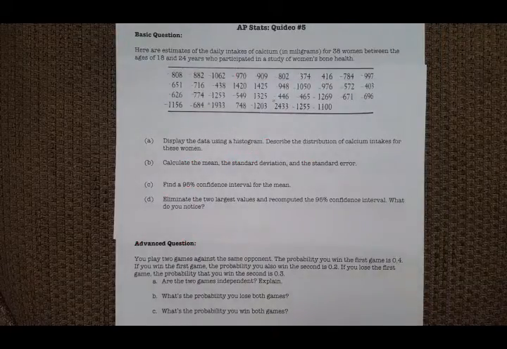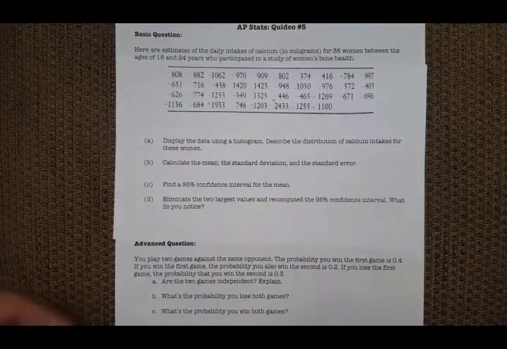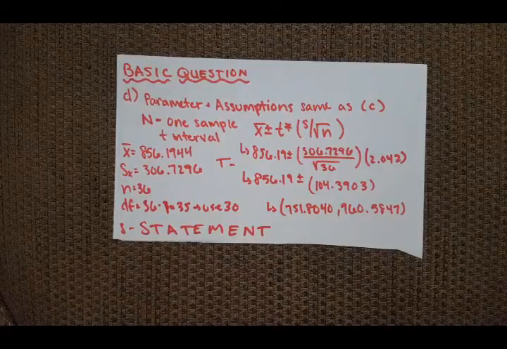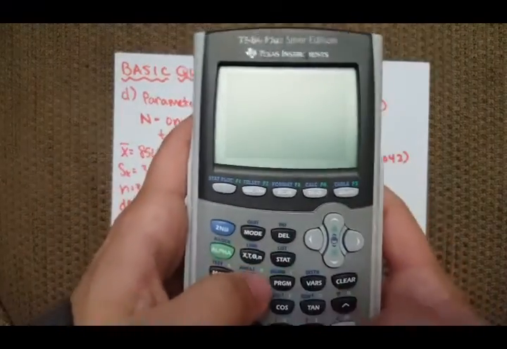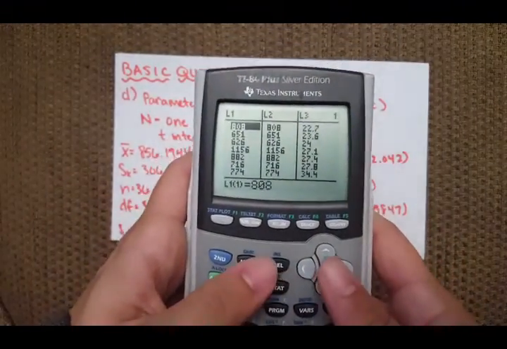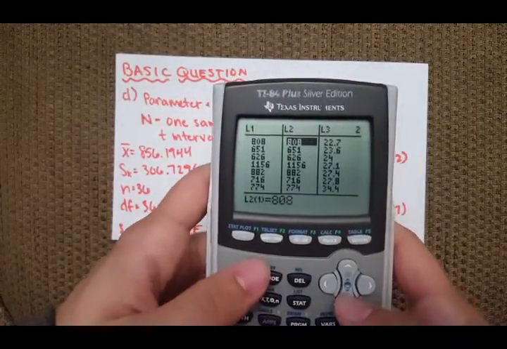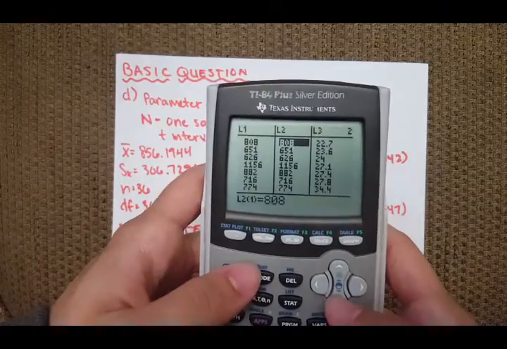Okay, so the final part of the basic question says to eliminate the two largest values and recommend the 95% confidence interval. And what do you notice? So we're going to go back, and we're going to go to our calculator, and we're going to go back to stat, edit, and what I did was I took list 2, copy list 1, but took out the two largest values, so the one around 1933 and 2433.